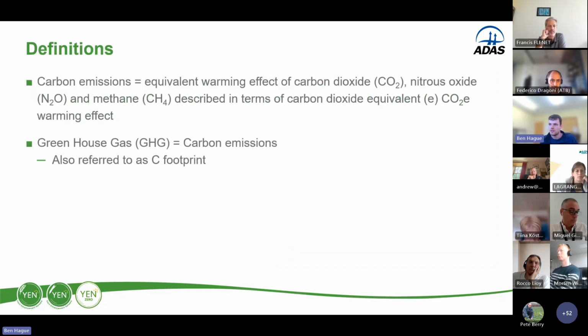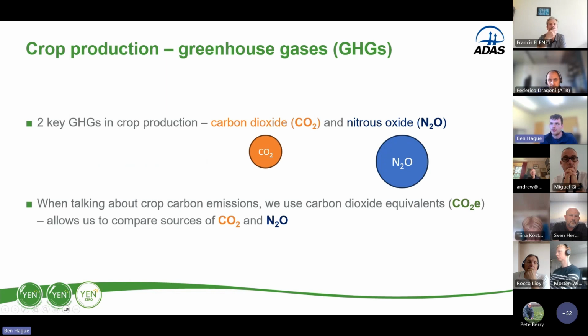So firstly, a couple of definitions. We're going to be talking about carbon emissions, and this relates to the equivalent warming effect of carbon dioxide, nitrous oxide, and methane described in terms of carbon dioxide equivalent. And we could also be talking about greenhouse gases, which similarly also refers to carbon emissions, as does carbon footprint. And so today we're talking about crop production, and the main two key greenhouse gases in crop production are carbon dioxide and nitrous oxide. We're also aware that methane is a significant greenhouse gas in agriculture, but this is more to do with livestock production, whereas today we're going to be concentrating on crop production.